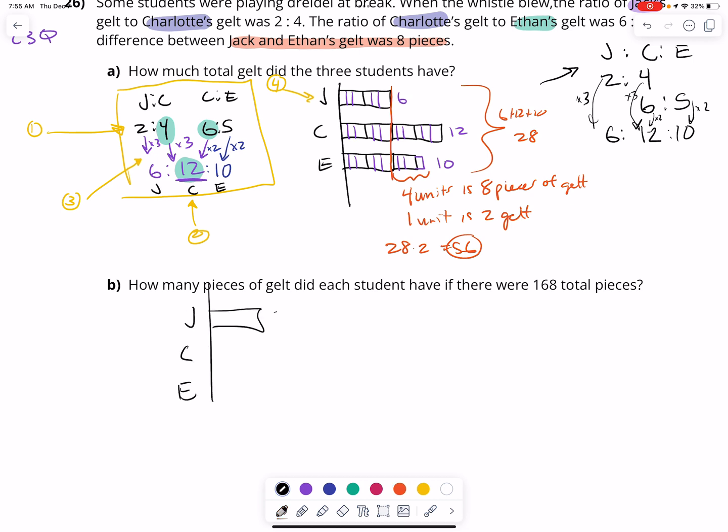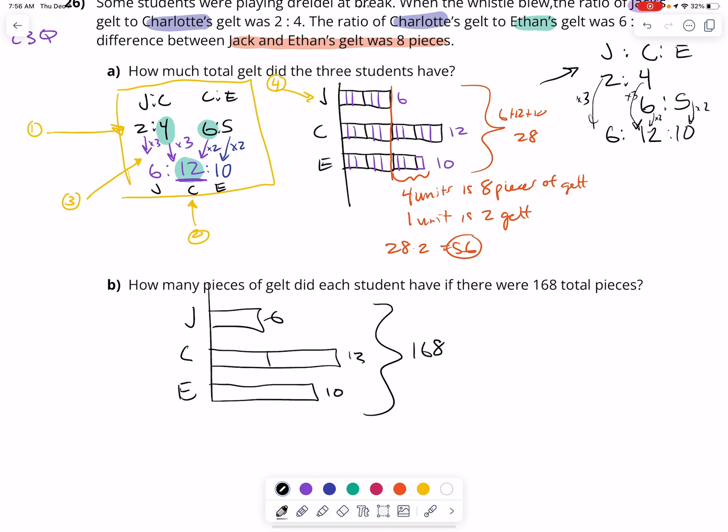I'm going to do these much quicker. This is 6. This is 12. And then 10 would be about there. If the total is 168 pieces, we know that 28 units is 168. So for 1 unit, we just have to do some division here of 168 divided by 28. So 28 once is that, twice is 56. 4 times is 112. So 6 times is 168. So I just did some adding in there. So 1 unit is 6 pieces.